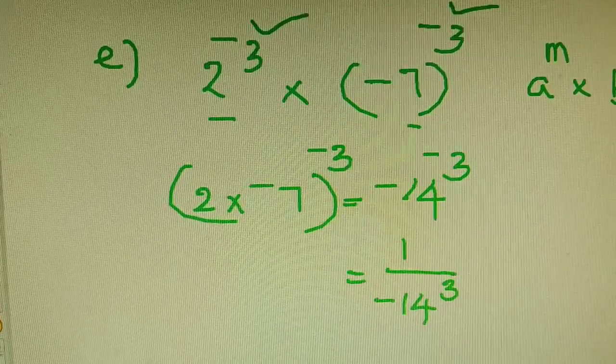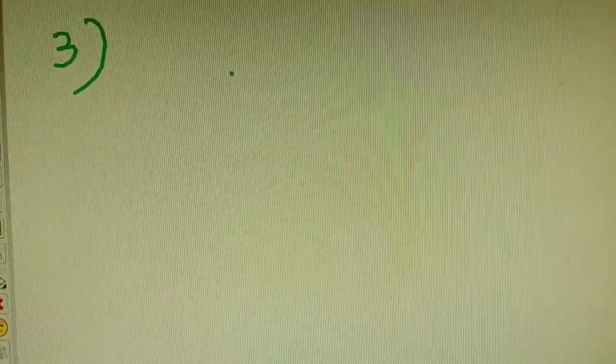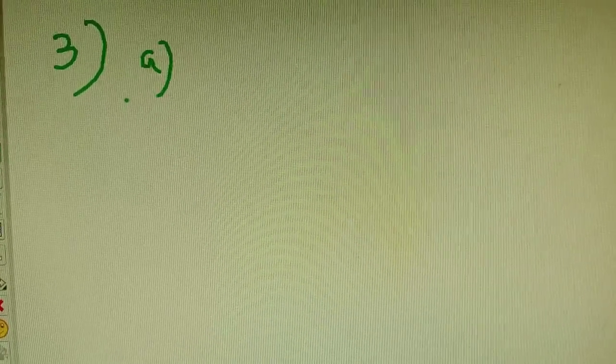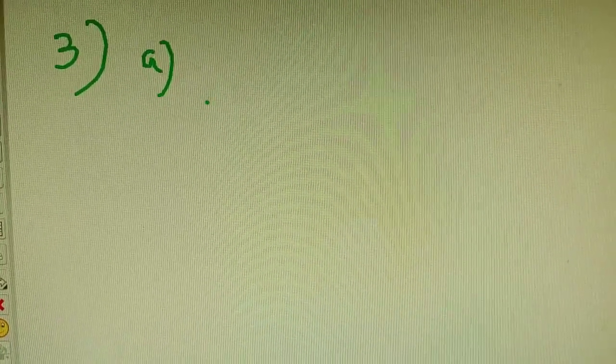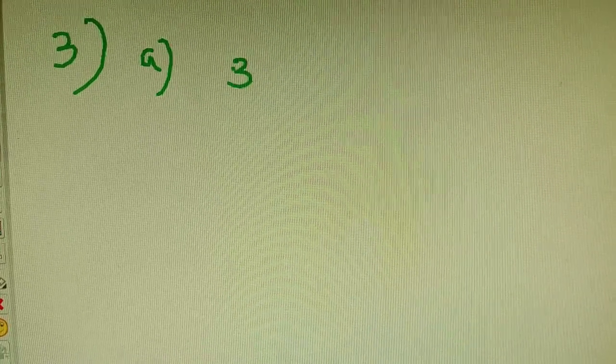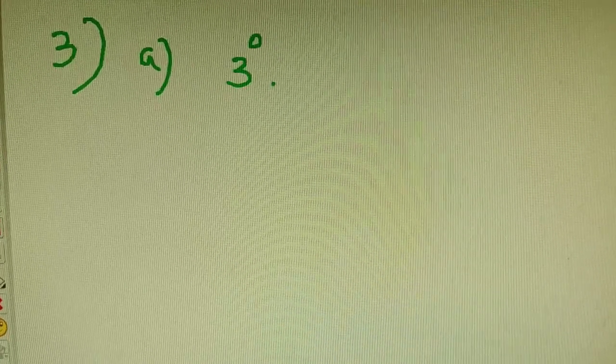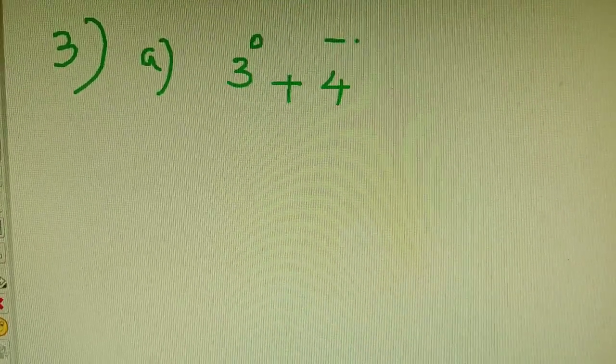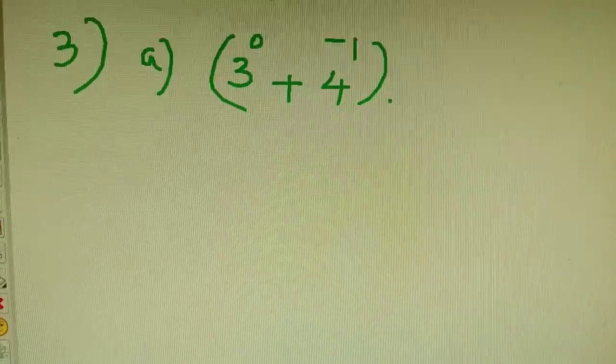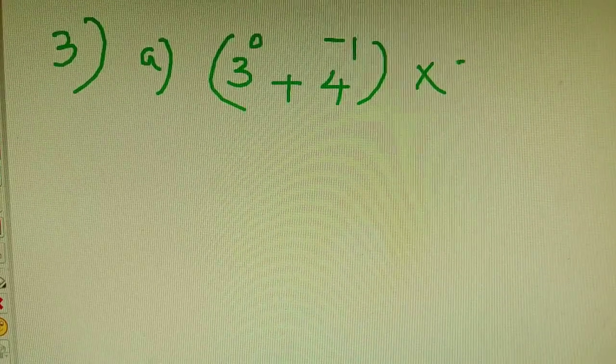Okay, now that second question also we are over, so we can move to the third one. Third question, main question number 3. Find the value of the following. That is the question. Here it is not enough to write the answer in exponential form; we have to give the actual number. Okay, so first question: 3 to the power of 0 plus 4 to the power of negative 1, then into 2 to the power of 2.